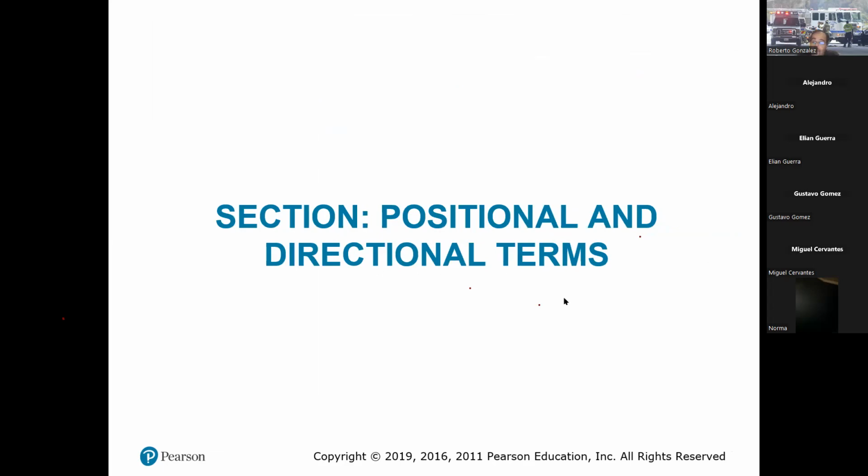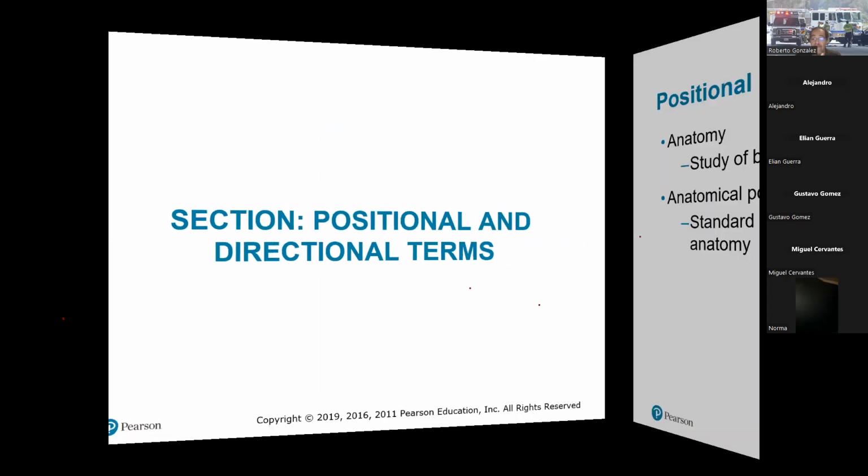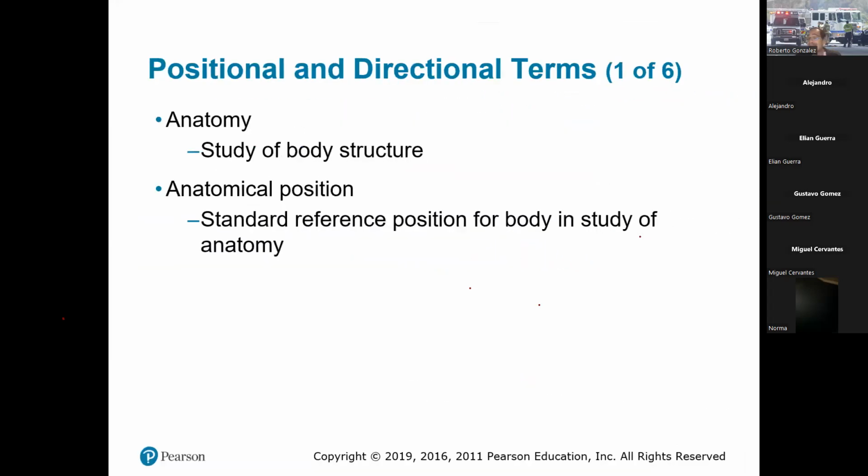Positioning and directional terms. Now, this is very important because you guys are the first responders, the first people that get to see a patient. So we're going to go over how to actually name the positions that you find these patients in. Anatomy is the study of the structures of the body. Okay, so the heart, the liver, where it's located, also the lungs, blood vessels.